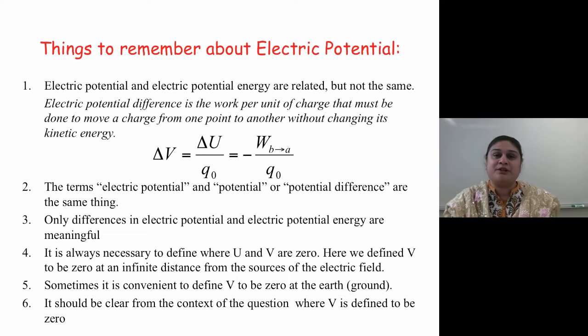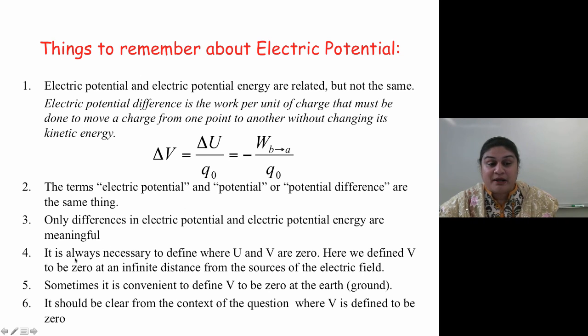So, in a nutshell, what do you need to remember about electrical potential? First off, electrical potential and electrical potential energy are not the same thing. They are related, but they are not the same. They are related by Q naught, which is the test charge. Electrical potential difference is the work per unit charge that must be done to move a charge from one point to another without changing its kinetic energy.